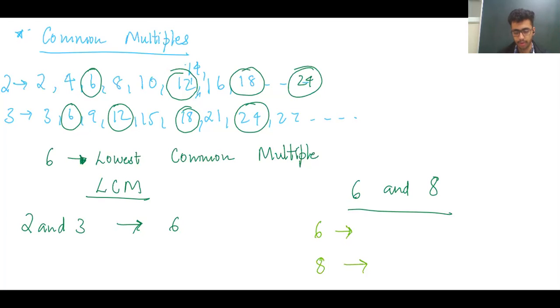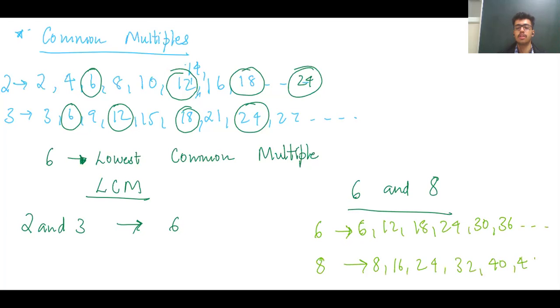What is the LCM of 6 and 8? So 24. Yes. So the LCM of 6 and 8 is 24. Because multiples of 6 are 6, 12, 18, 24, 30, 36, and so on, whereas multiples of 8 are 8, 16, 24, 32, 40, 48, and so on. The common multiple in all of these is 24, right?